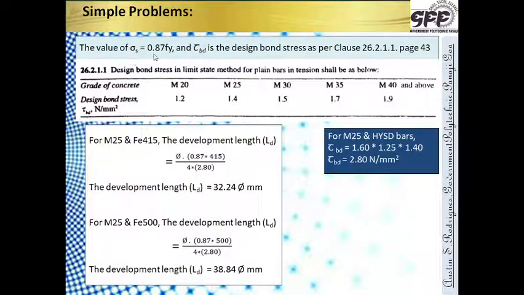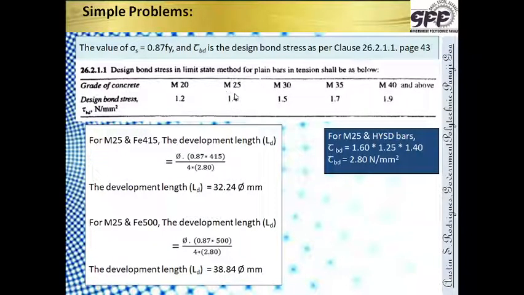The value of sigma s will be equal to 0.87 Fy, and tau BD is the design bond stress as per clause 26.2.1.1, page 43. The table has been reproduced over here. So for M25 and Fe415, the development length LD is calculated by phi into sigma s upon 4 tau BD. Phi we are not substituting. Now sigma s is 0.87 Fy, so 0.87, and Fy is 415, upon 4 into tau BD. Now in order to find this tau BD, I look at the grade of concrete. M25 gives me the bond stress as 1.4.